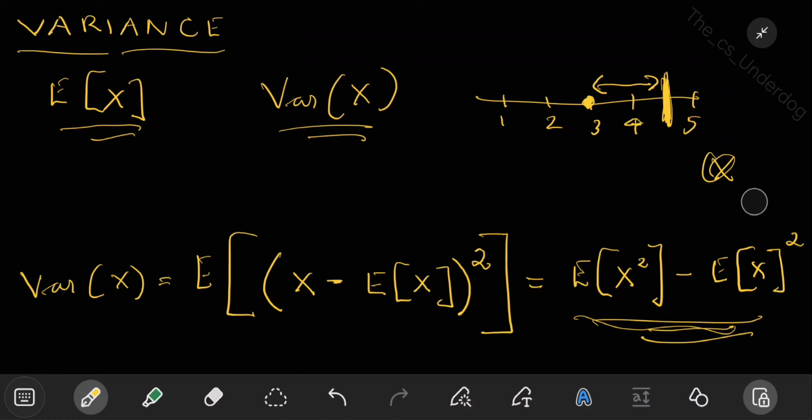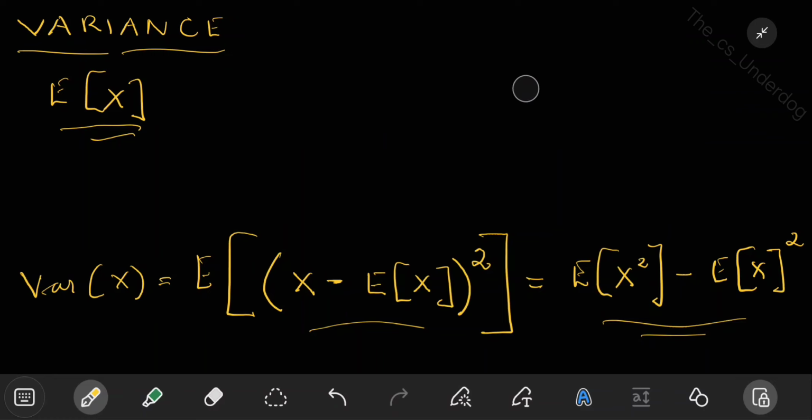x, which is this term, expectation of x. Once you find that, you find expectation of x square. Then you subtract the square of expectation of x from the expectation of x square. Right here you take the expectation and then square. Here you take the expectation of the square of the random variable. So that's how you do it. You can either use this formula or this formula.